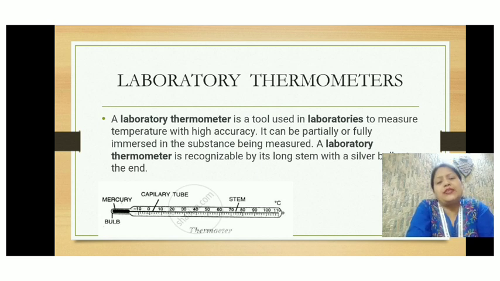You can see there is one bulb, the metallic bulb, which consists of mercury, and you can see the stem, the glass tube, is thin and longer. It is very thin and long. That is the only distinguishing feature of this laboratory thermometer. Yes, students?